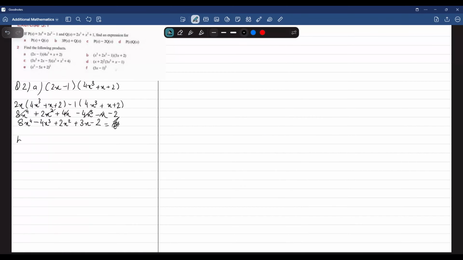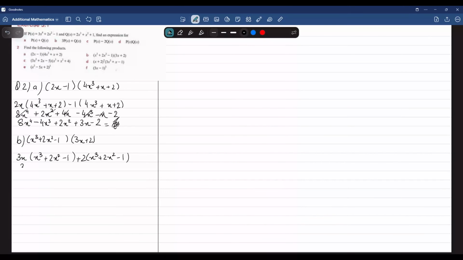Proceeding on to part B. So part B is x cubed plus 2x squared minus 1 multiplied by 3x plus 2. Now again, individually multiply each and every one of them. What I do is just write this down. 3x multiplied by x cubed plus 2x squared minus 1 plus 2 multiplied by x cubed plus 2x squared minus 1.